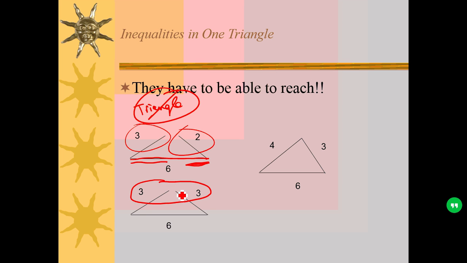Even in this situation, this is equal to 6. This would just make two lines right on top of each other. That doesn't make a triangle either. The two smaller sides have to be larger than that third side. That's the only way it's going to be possible to make a triangle.